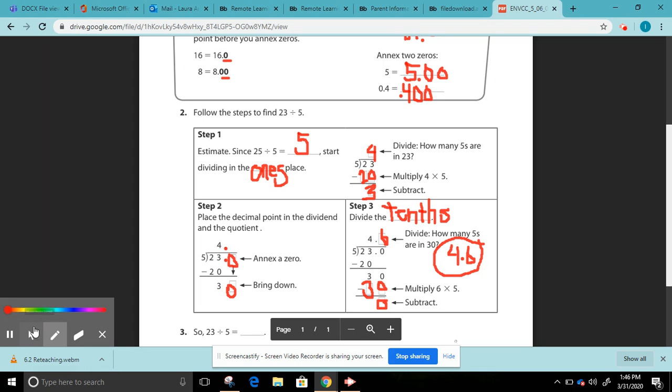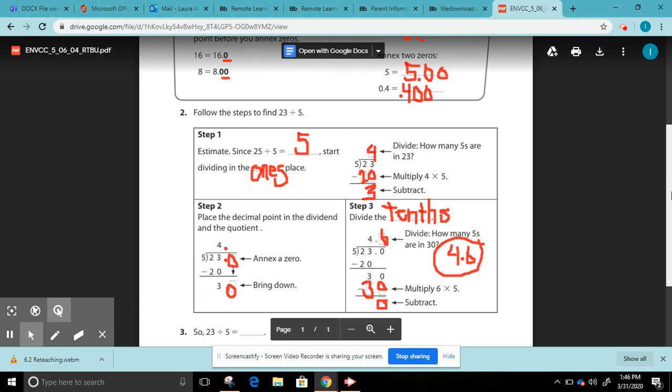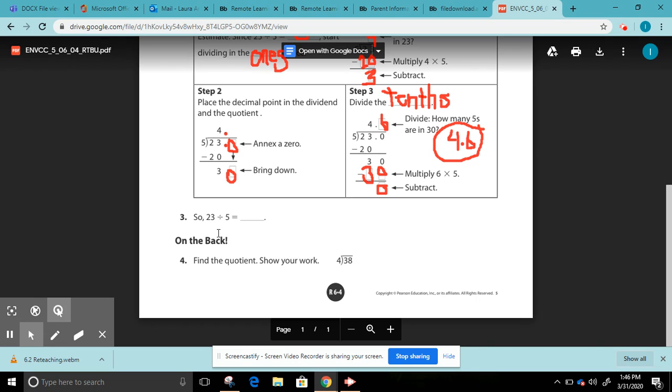All right, so let's try this one more time together, okay? So 23 divided by 5 is 4 and 6 tenths. You could put that right in there. Okay, find the quotient, show your work. So that's a small space. I'm going to open this space up over here a little more. It says do it on the back, but I cannot flip this over, so I'm going to do it here.